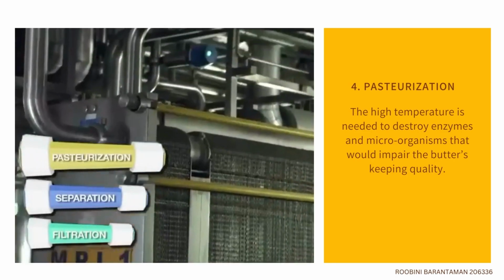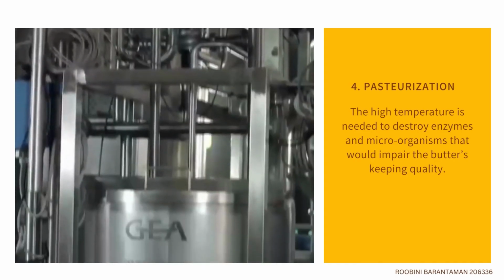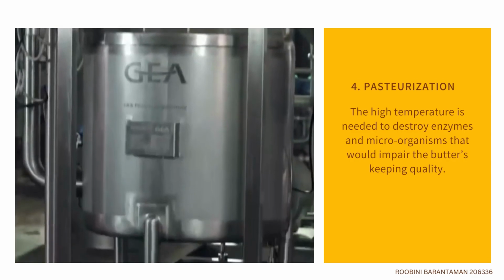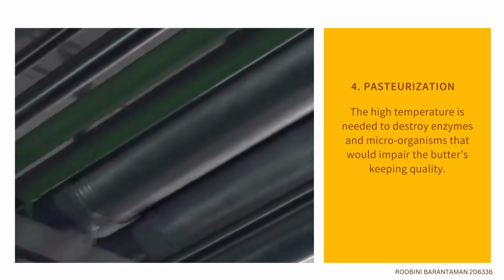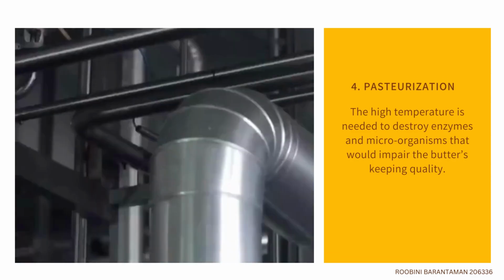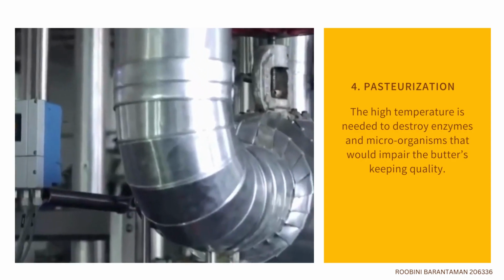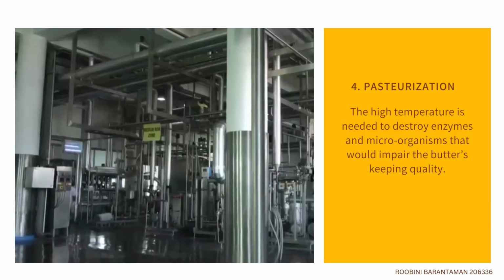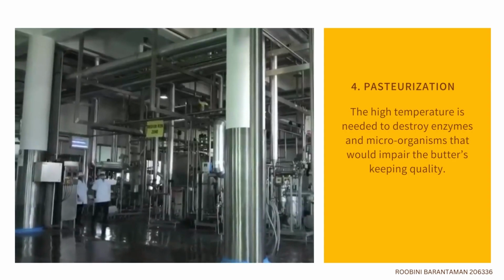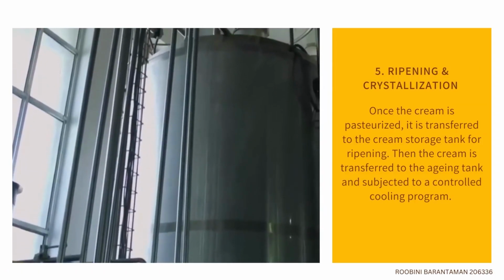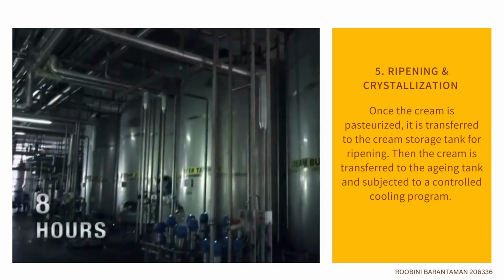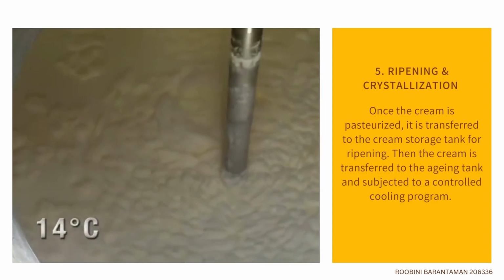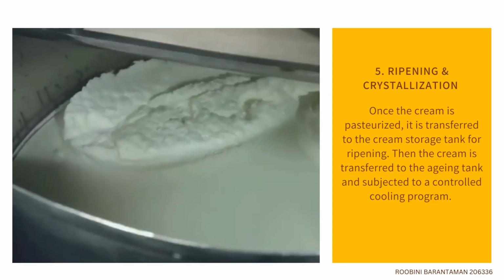After the separation process, pasteurization takes place. This process is essential as it helps to kill all pathogenic bacteria, if any are present in the milk. Milk is treated continuously in this method and cream is separated around the clock. Once the cream is pasteurized, it is transferred to the cream storage tank. The pasteurized cream is matured in the cream storage tank for around 8 hours at 14 degrees Celsius. This maturation process is known as ripening.